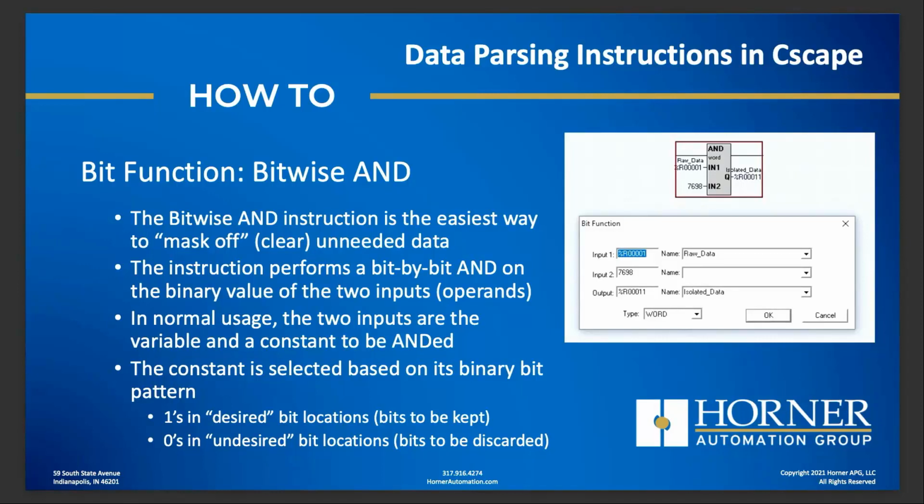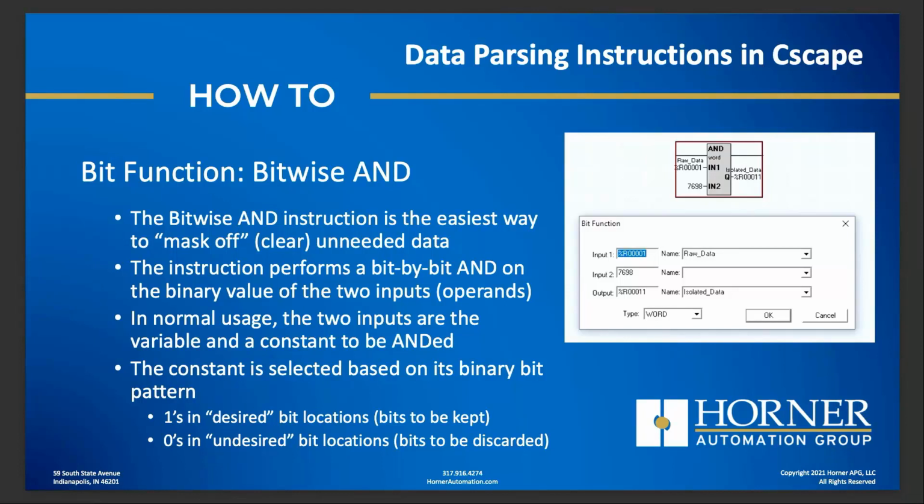All right, so now we're going to start talking about some of the instructions that you could probably use in parsing operations. Let's start with the bitwise AND. Now in Cscape, there are a number of what are called bitwise operations which deal with data at a bit level. When you're parsing data, grabbing data out of a big bucket of information, very often you need to operate on a bit level to move things around the way you want or to clear the data you're not interested in. And clearing the data you're not interested in is what the bitwise AND function is all about. It's the easiest way to clear unneeded data, which we sometimes call masking off.